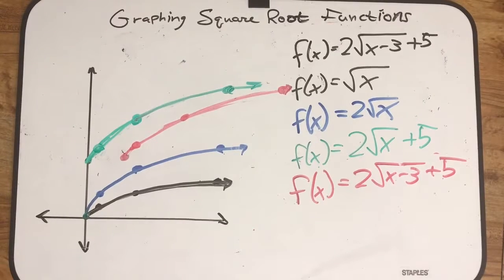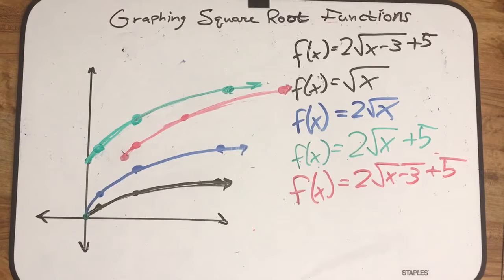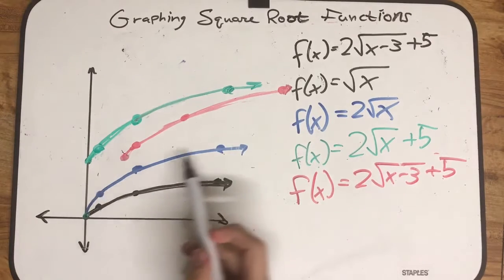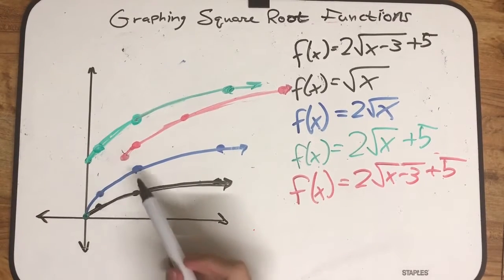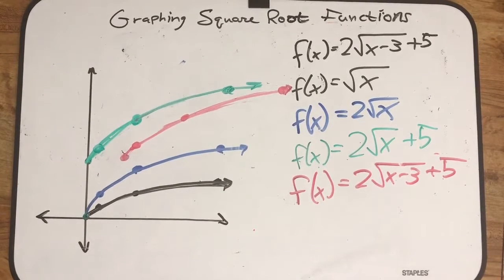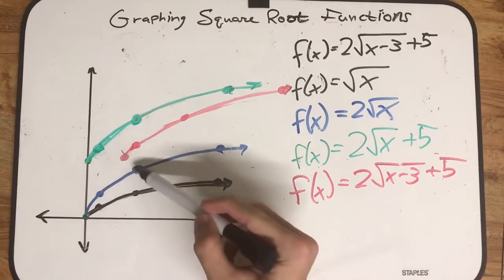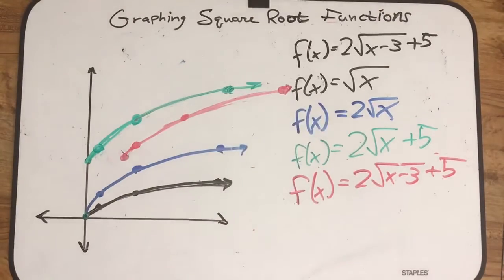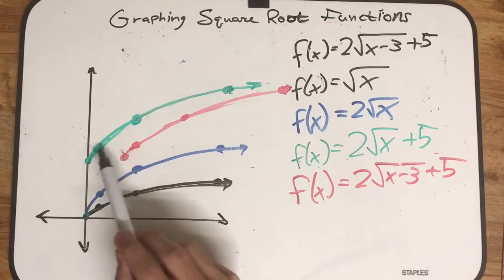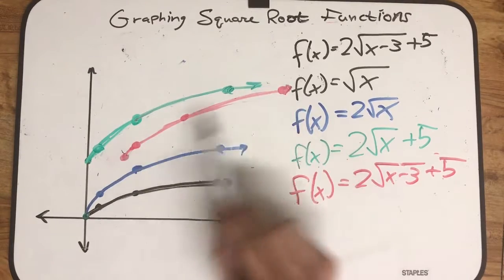So this is what you should have gotten. You start off with the parent function, then you apply the multiplier and multiply every y value by 2. So 1 becomes 2, 2 becomes 4, and 3 becomes 6. After that, you shift the graph vertically up 5 units so that the y-intercept is at y equals 5. Finally, you shift the graph horizontally to the right 3 because of the negative h in the translation form.